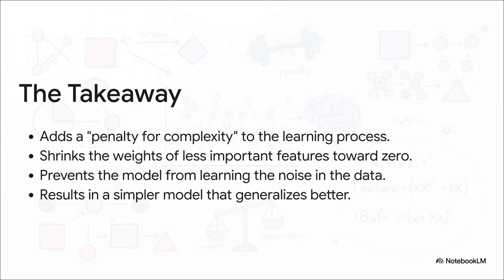So let's wrap this all up with the key takeaways. Regularization works by adding a penalty for complexity into the mix. This encourages the model to shrink the influence of the less important features, which forces it to focus on what really truly matters. And that prevents it from just memorizing noise and creates a simpler, more robust model that actually works on new data. It's a really powerful idea.